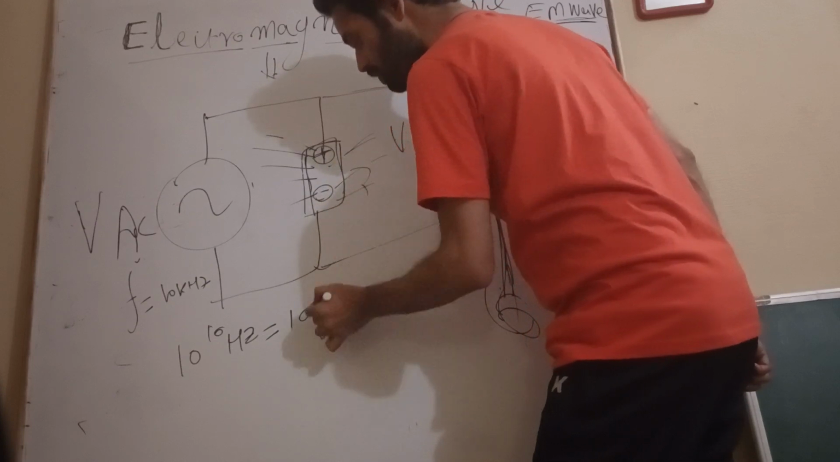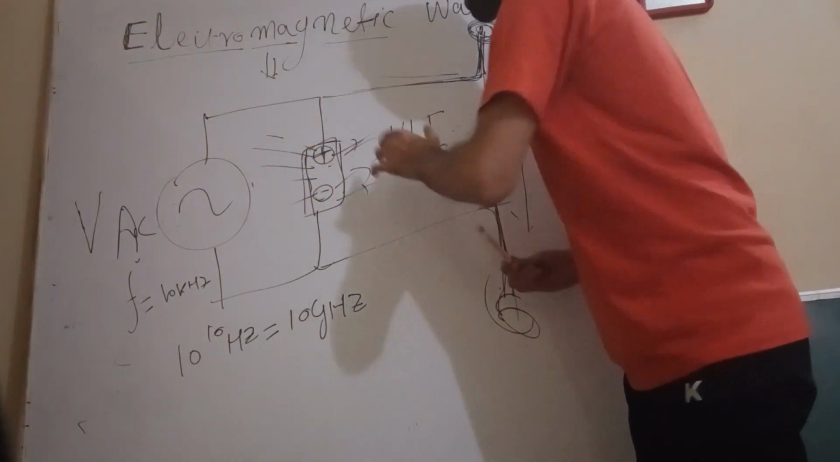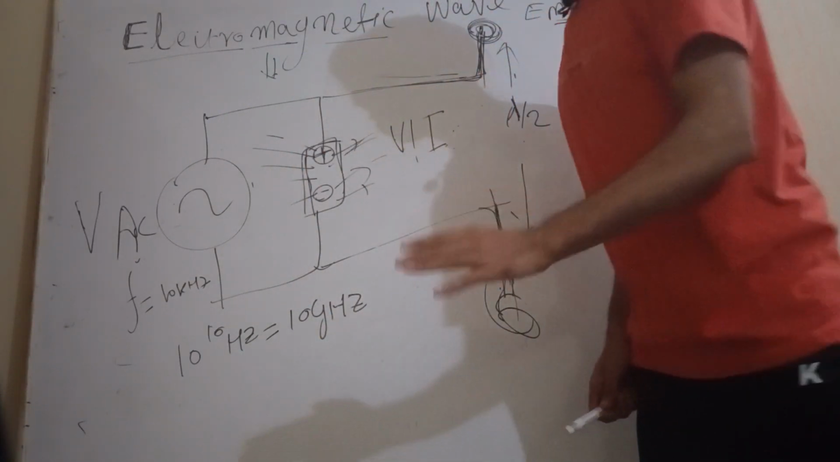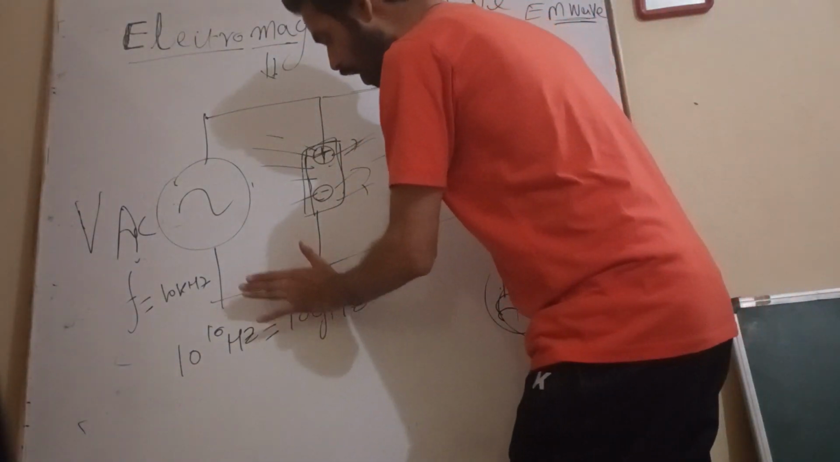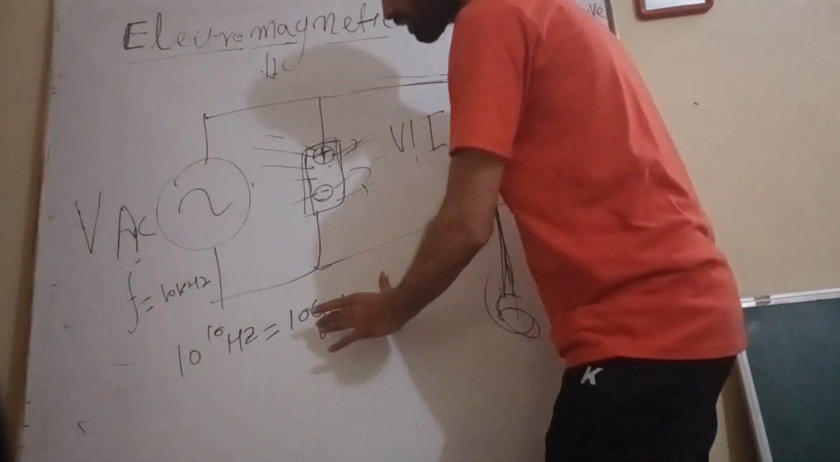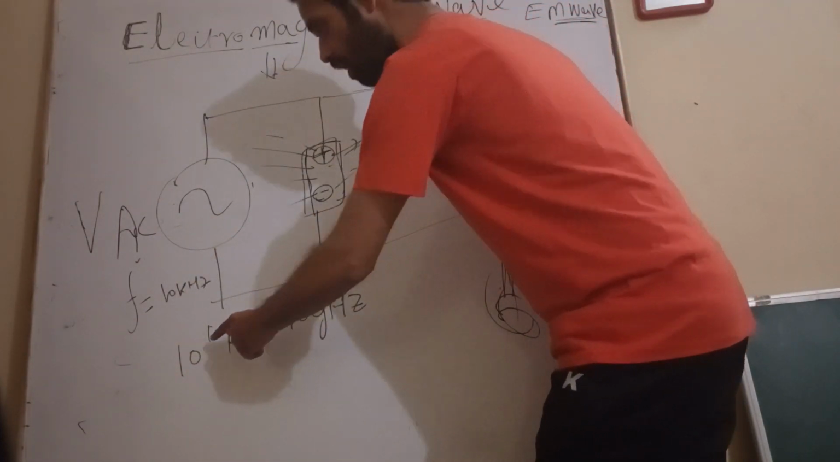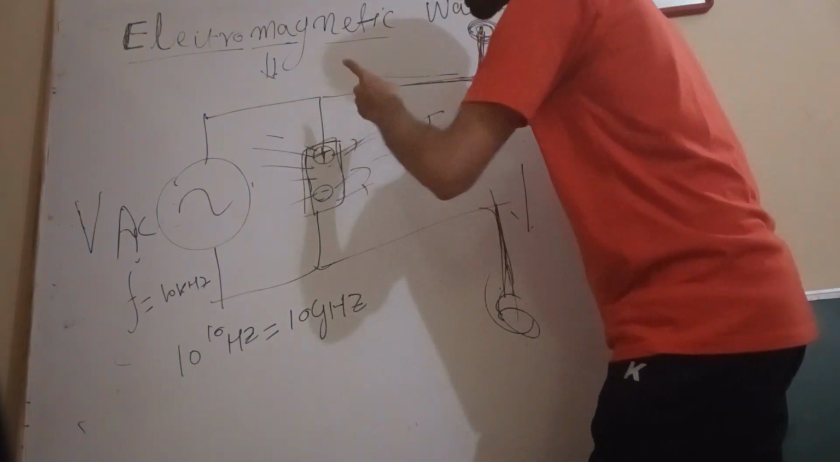Why? Because at this much high frequency, no charge wants to stay within the conductor at all. Do you know how big this frequency is? 10 to the power 10 hertz means you are oscillating this charge this many times.